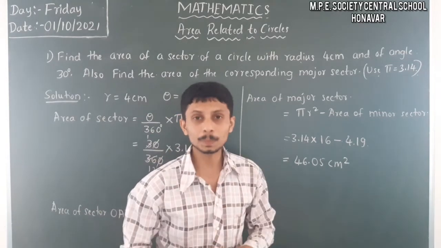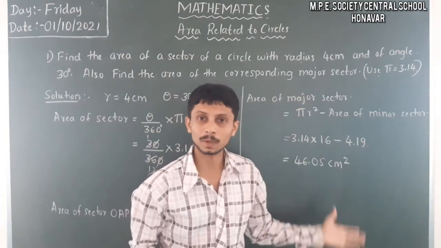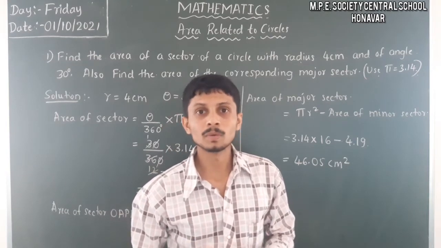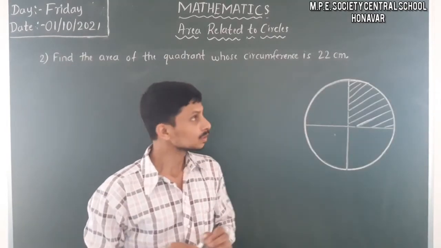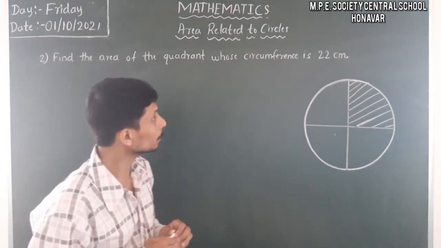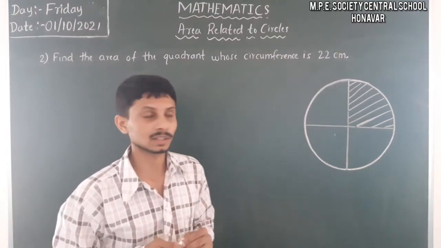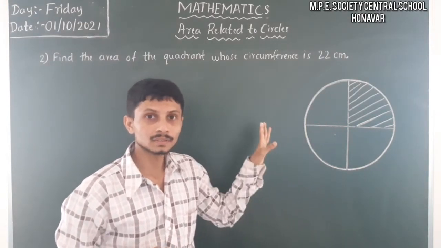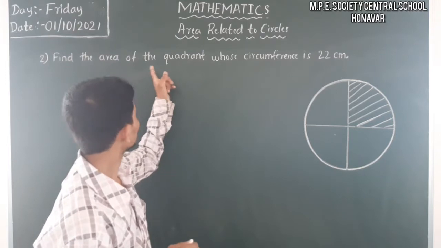Some more problems are there based on similar problems, so you have to find it. Yes, let us move on to the next type of problem. Let's take the next problem. Here we have to find the area of the quadrant whose circumference is 22 centimeter. That means here the radius is not given and the angle is given. That is, it is about a quadrant.